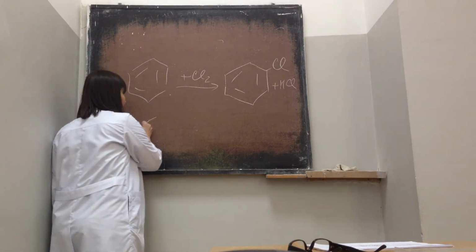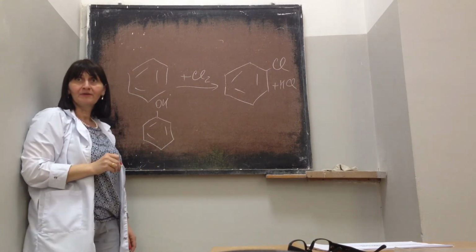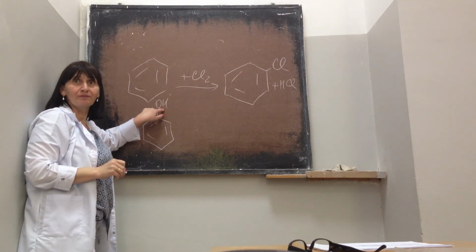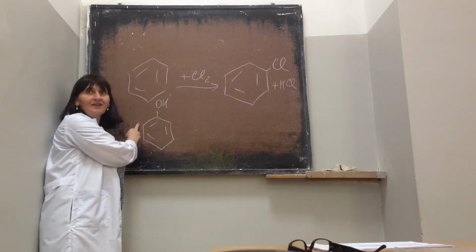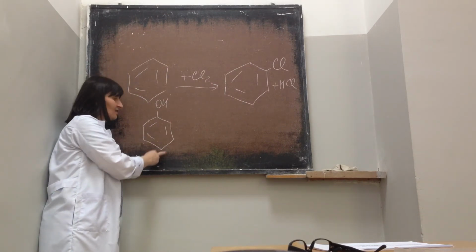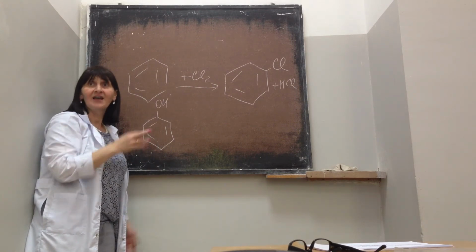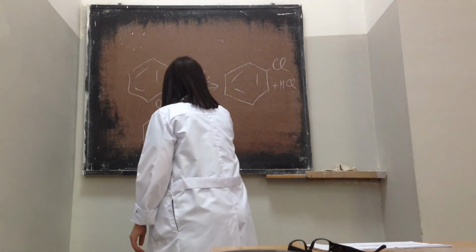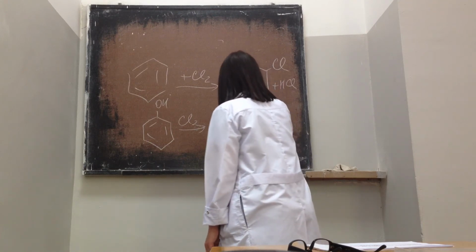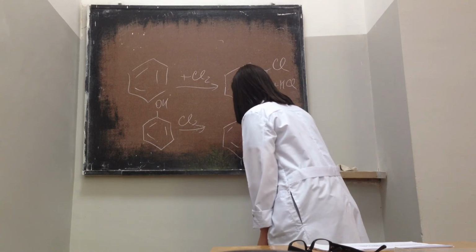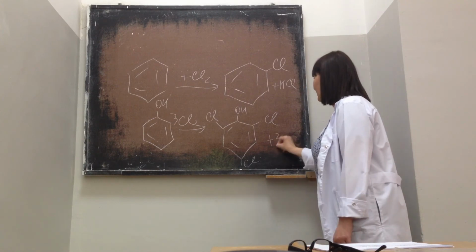But if you carry out chlorination of phenol, where you have OH group, by action of this OH group, you have more electron density in ortho and para positions. Here, here, and here. Because of OH group's plus mesomeric effect. And finally, after chlorination, you get a product where you have 3 chlorine atoms, here, here, and here, and plus 3 HCl.